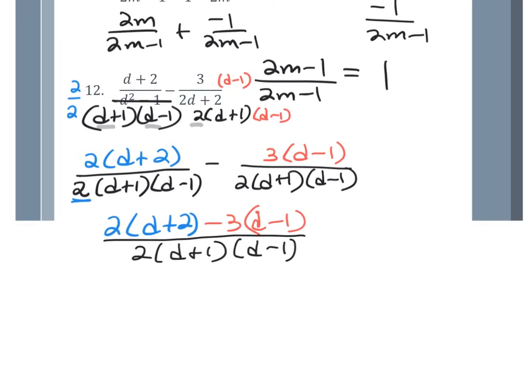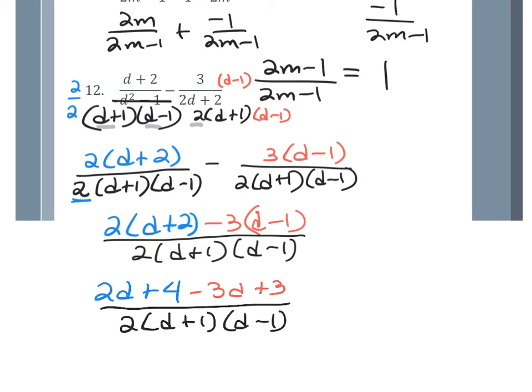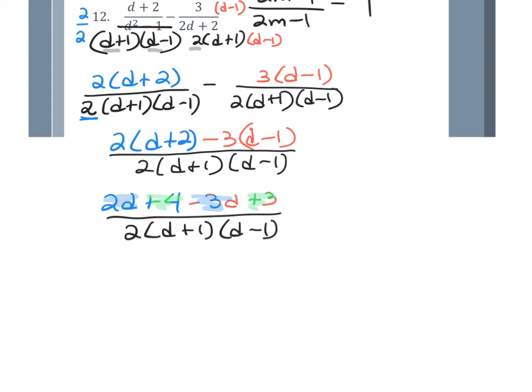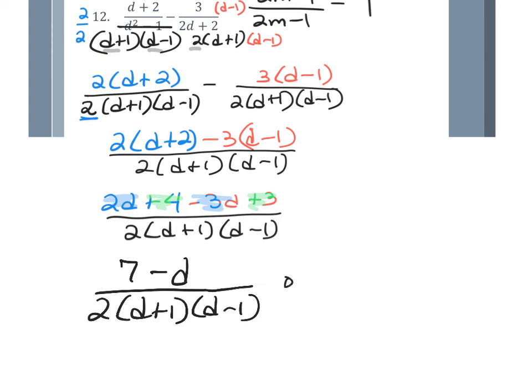I'm not going to simplify anything; I need to distribute first. So this becomes 2d plus 4, and the red becomes negative 3d plus 3, with the same denominator. Now I'm going to combine my like terms, the d's and the constants. After combining, 2d minus 3d gives me negative d, and 4 plus 3 is 7. So 7 minus d over 2 times d plus 1, d minus 1. If you'd rather write it as negative d plus 7, that is also an acceptable answer. Either answer here is acceptable.